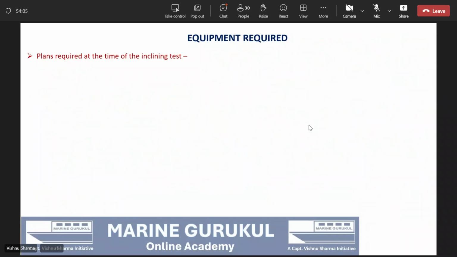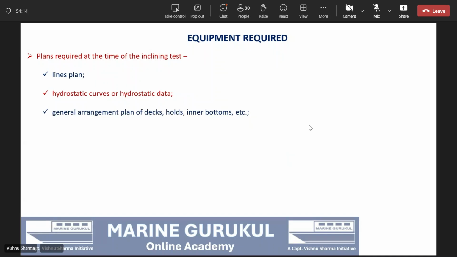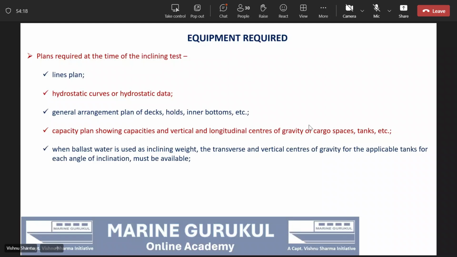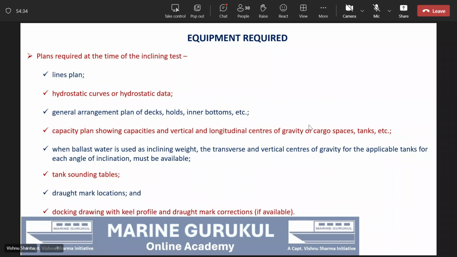Plans. There will be a set of plans required, and they include the following: lines plan, hydrostatic curves or hydrostatic data, GA plan, capacity plan, ballast water used in inclining if you are using the water ballast, which is not usually done, then proper location of the center of gravity of the tanks. Sounding tables, tank calibration tables, draft mark locations, and docking drawing with keel profile and draft mark corrections if available.